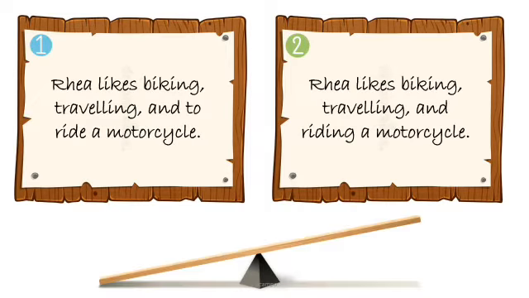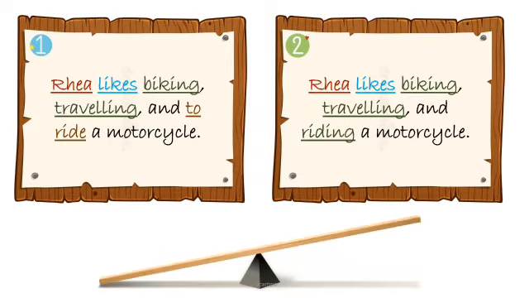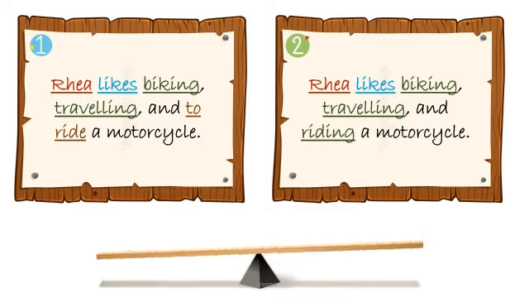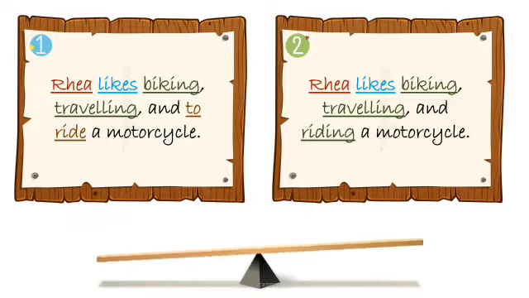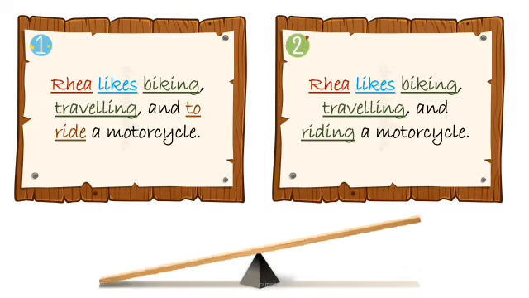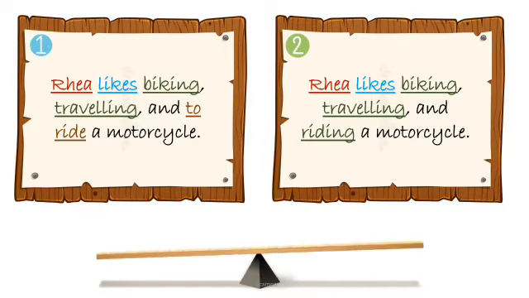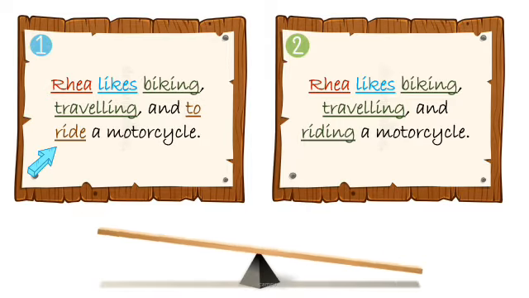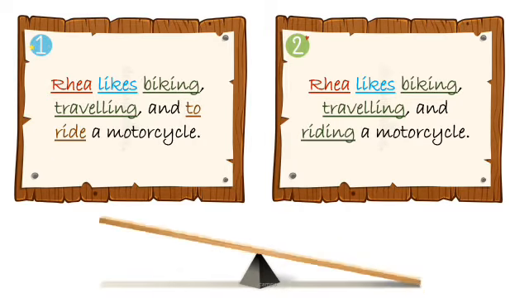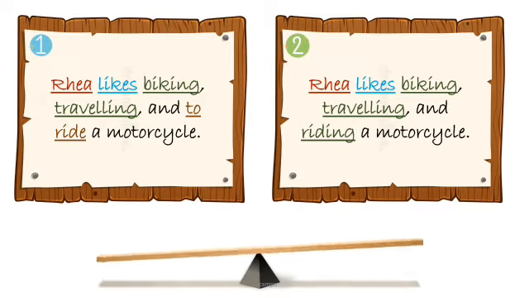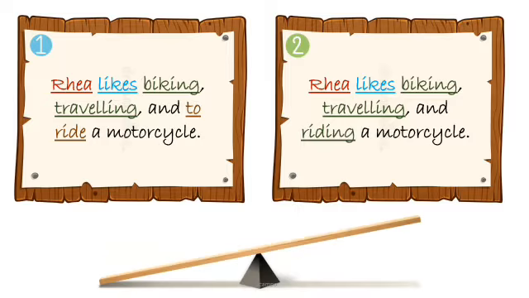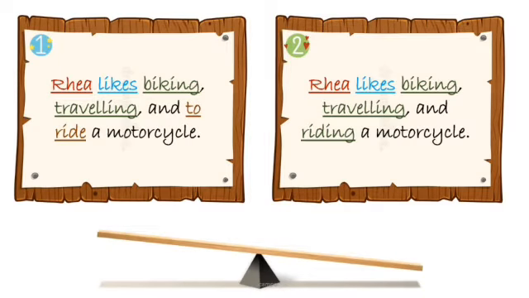Now, let us analyze the sentences. Rhea is a noun which serves as the subject. Likes is a verb, while biking, traveling, and riding are nouns. However, to ride is an infinitive. Both sentences are considered grammatically correct, but only sentence number 2 is considered a parallel sentence.